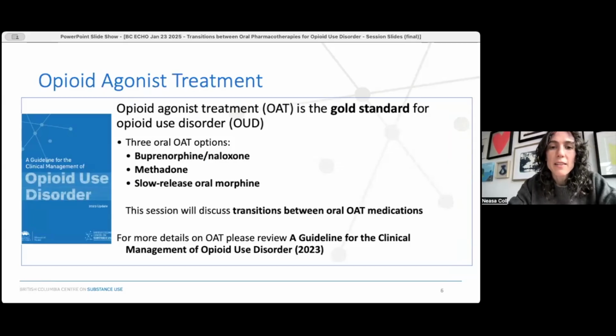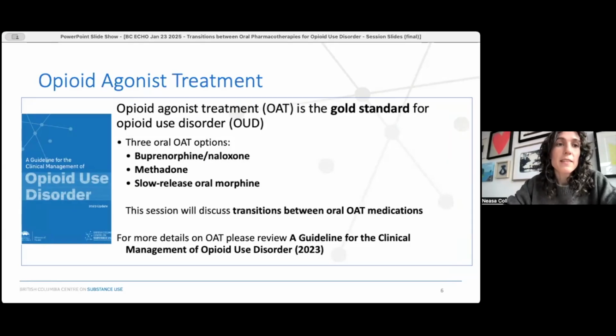A reminder that opioid agonist treatment, or OAT, is the gold standard for OUD treatment. And in BC, we have 3 covered oral OAT options: buprenorphine naloxone, which is known as Suboxone, but I will be using the non-brand name, methadone, and slow-release oral morphine.